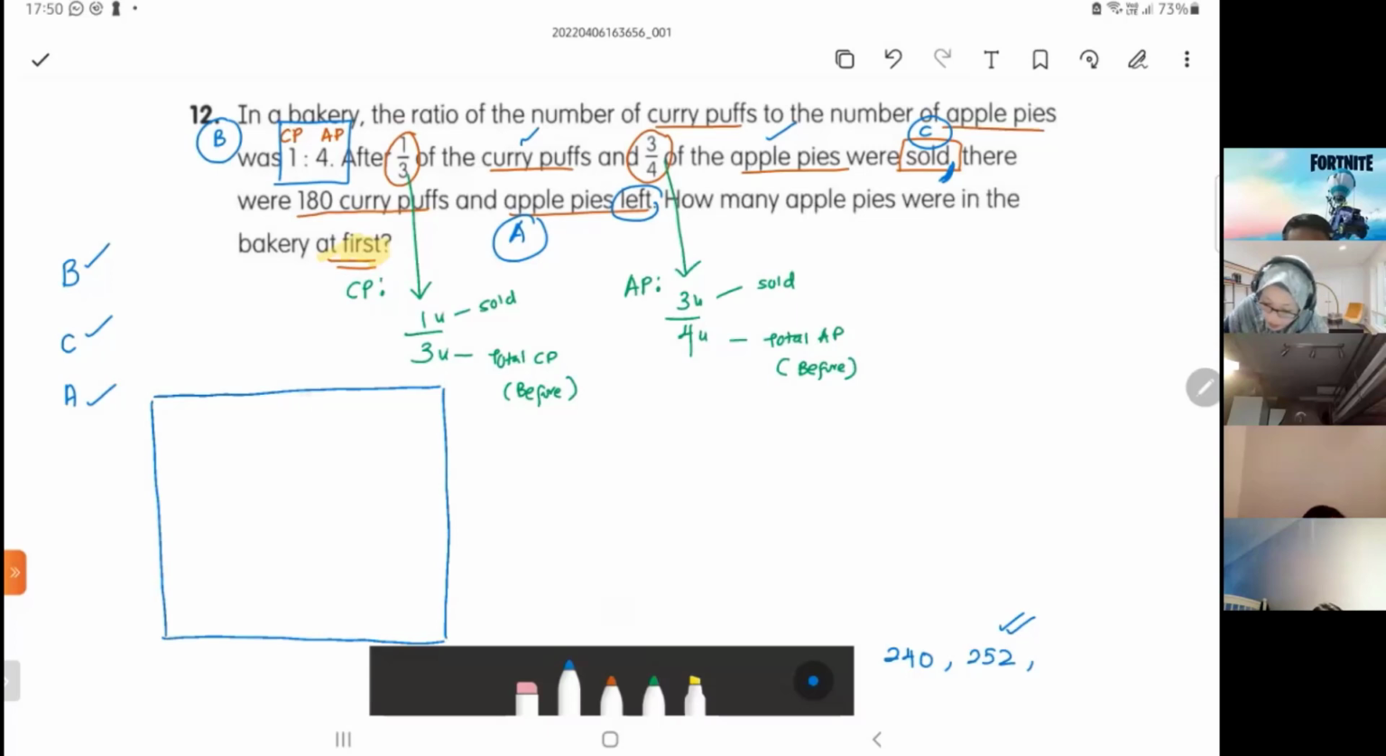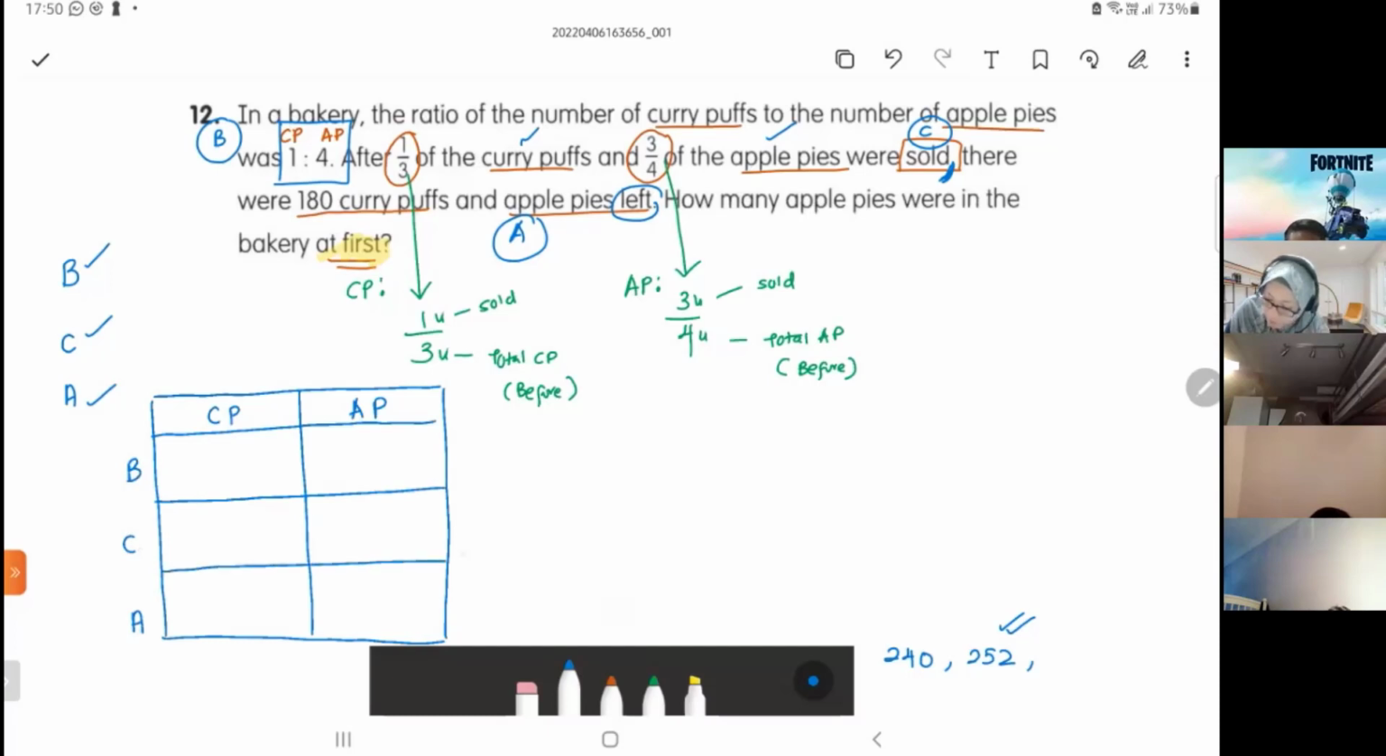Then we cut it into 2 columns. Curry puff, apple pie; before, change, after. Okay, now we are going to fill it up. So the before is this ratio, right? 1:4. Curry puff is 1 unit. Apple pie is 4 units. So we are done. Now we go on to the change.